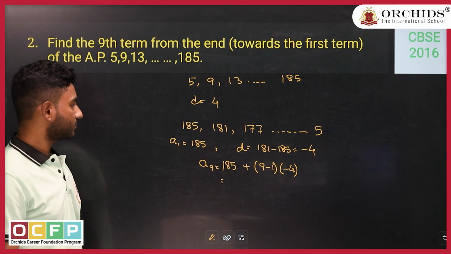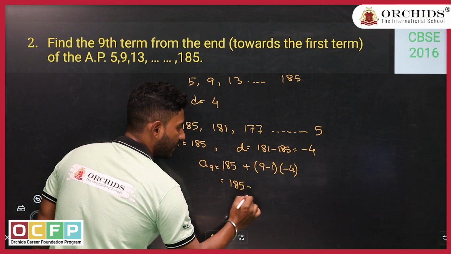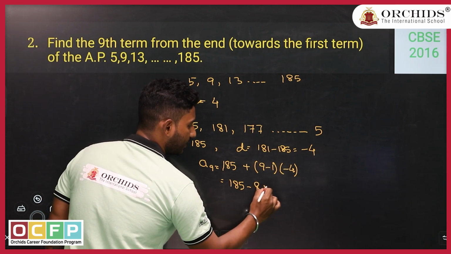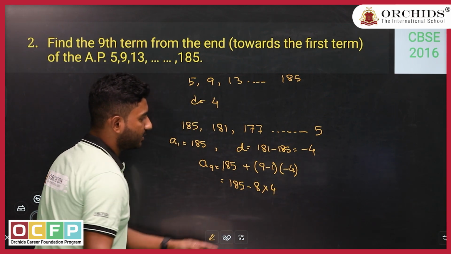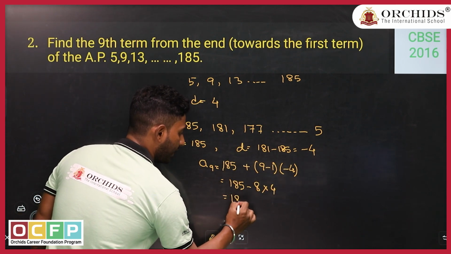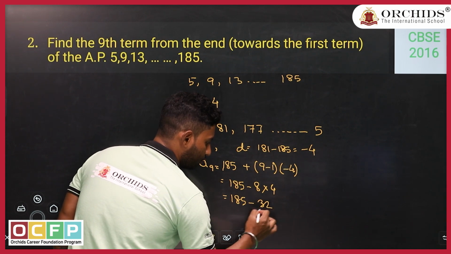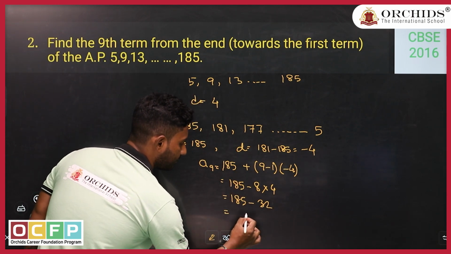Fine. Now this one you have to solve. 185 minus 8 into 4. Why minus? Because of this minus sign. This minus goes here. 185 minus 8 into 4 is how much? 32. Just subtract it.